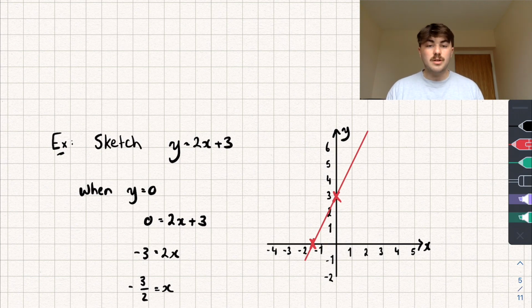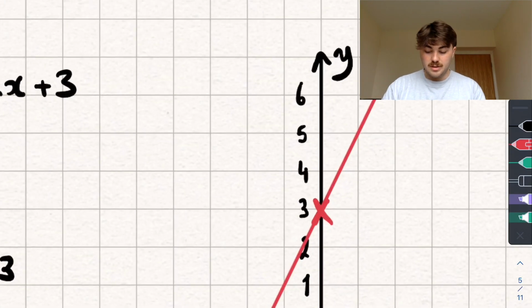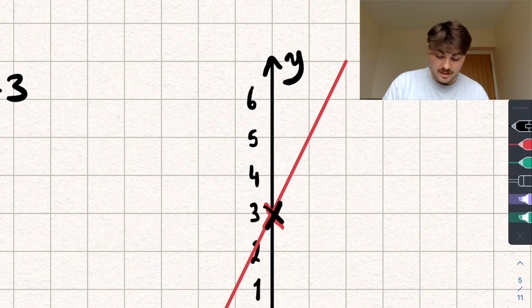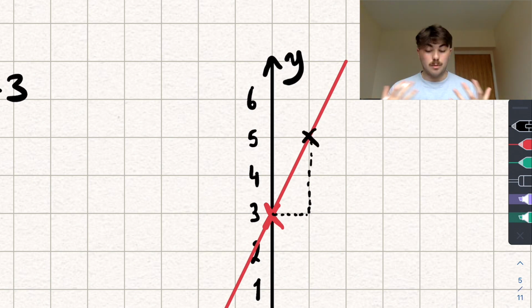Now an alternative way you could do it would be, say, well, we know the gradient is 2, and so what that means is for every 1 unit across we go in the x-axis, we're going to go up by 2 units. And so once we found one point, say the y-intercept, so this point here in the red circle I've just gone over again, we could say, well, we're going to go across 1, and then we're going to go up 2 units, and that would give us a second point.